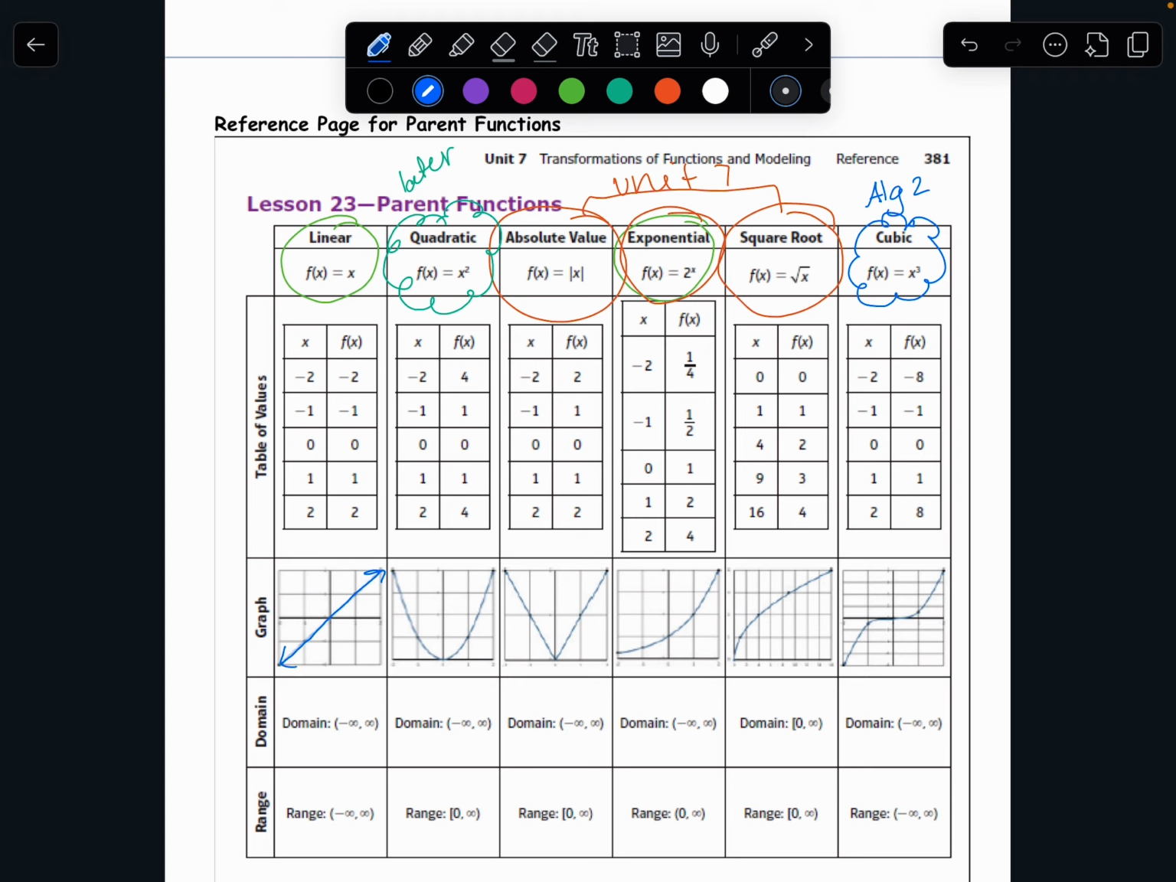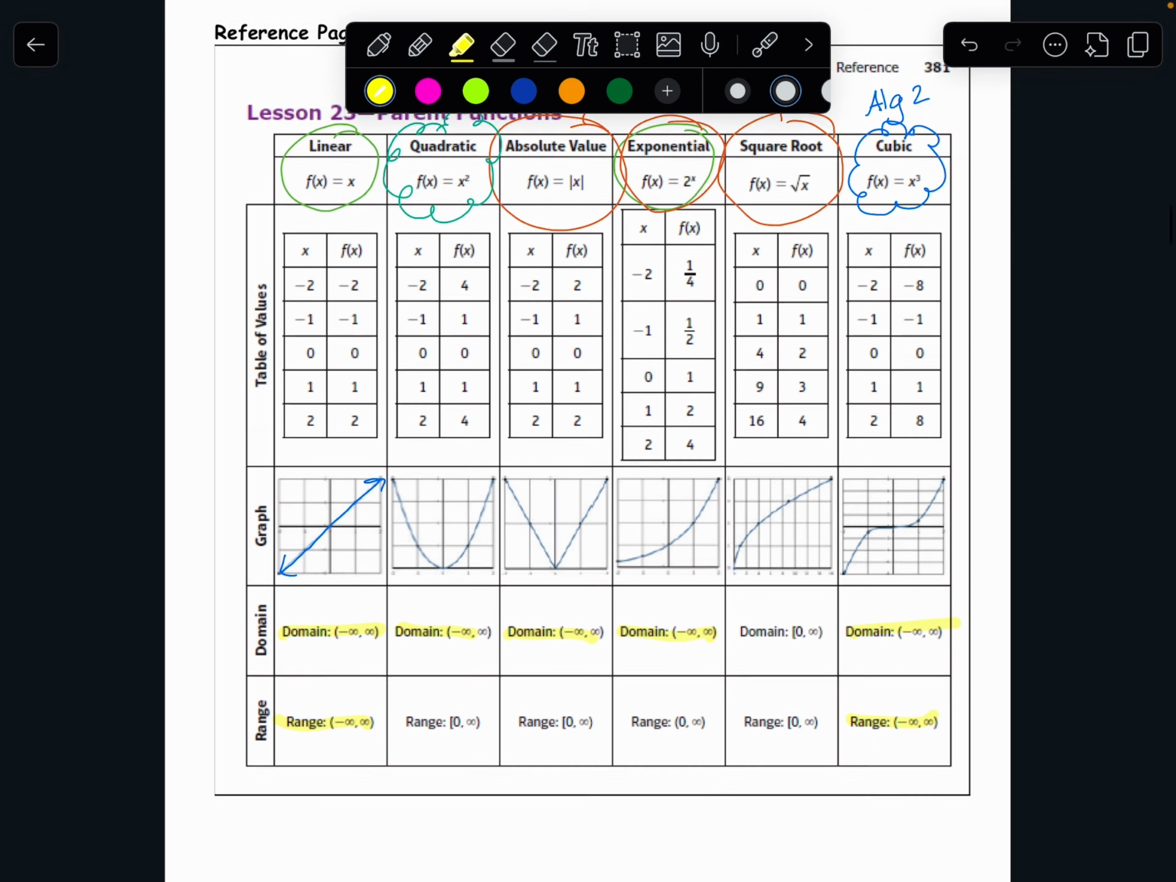And your domain and range, you can tell a lot about it from your parent functions. What's kind of cool to notice is a lot of them are negative infinity to infinity. So I'm just going to highlight everywhere that it's negative infinity to infinity. See, a lot of them have it. When we have negative infinity to infinity for either our domain or range, no matter what we do to that graph, it will always be negative infinity to infinity.